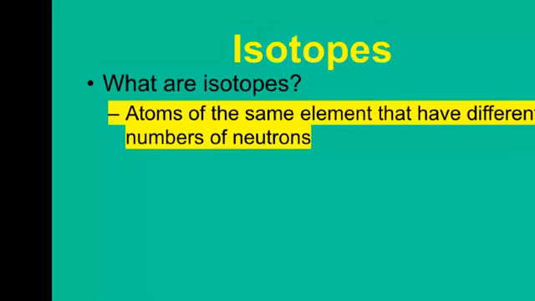So make sure right here in this section below number 1, you are typing the definition, right? So we are all on number 1. What are isotopes? And you're just writing this definition of isotopes: atoms of the same element that have different numbers of neutrons. So if they're the same element, that means they have the same amount of protons, a different amount of neutrons.